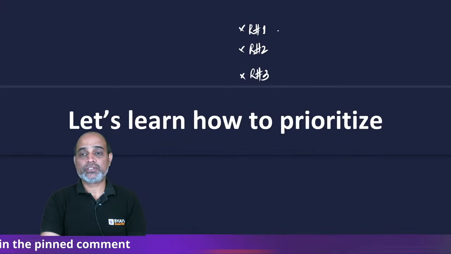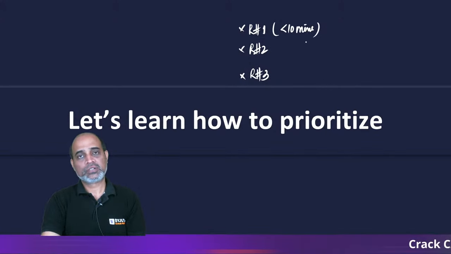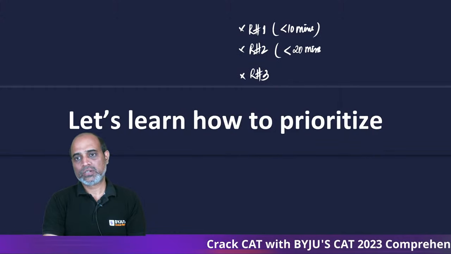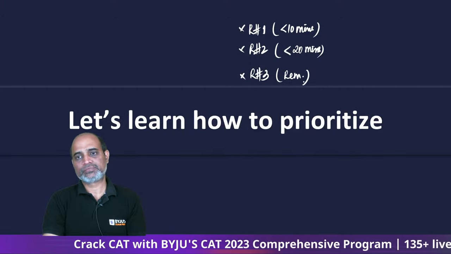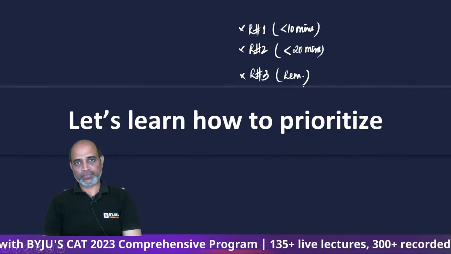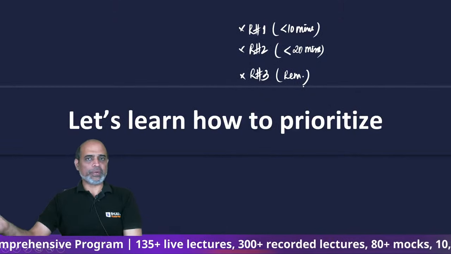Round number 1 should be less than 10 minutes ka round. Round number 2 should be less than 20 minutes ka round. And round number 3 should be the remaining minutes ka round. मतलब first round आप 10 minutes के अंडर complete करोगे. Second round you are going to complete in the next 20 minutes. Third round the remaining 10 minutes or so.